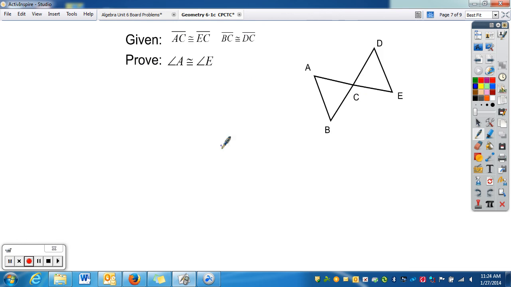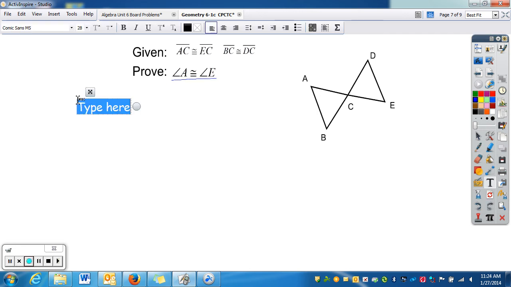So how do you know you have a proof like that? In the past, we were proving that two triangles were congruent. Now, instead of proving two triangles are congruent, I'm proving two angles are congruent. This is not given to you. This is what you're trying to prove. You have a given up here. So let me show you an example of a couple of proofs of what this would look like.